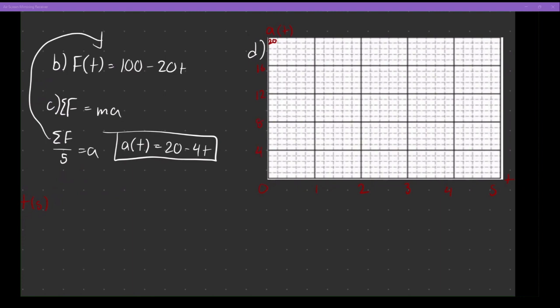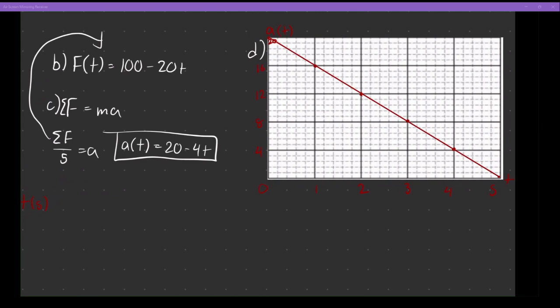Like before, at time equals 0 the acceleration is 20, and it just decreases by 4 every time you go up 1 second. So the line goes through it, something like that. Yeah, that's the graph.